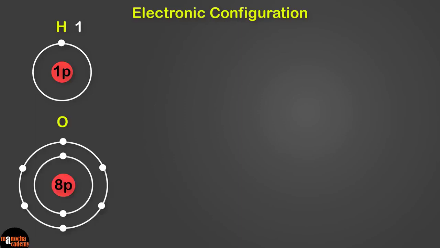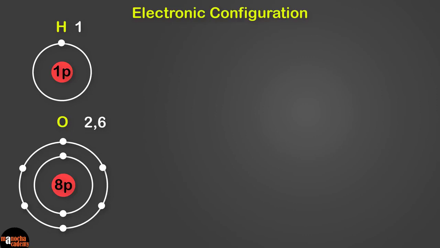Next, let's look at oxygen. It has atomic number 8. So that's 8 protons and 8 electrons. So if you draw its electron configuration, the first shell will have 2 electrons since it can hold a maximum of 2, and the second shell has 6 electrons. So as you can see, oxygen is in period number 2 and it has 2 shells.